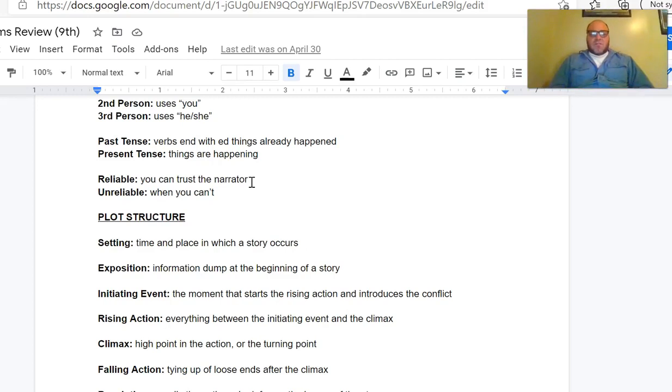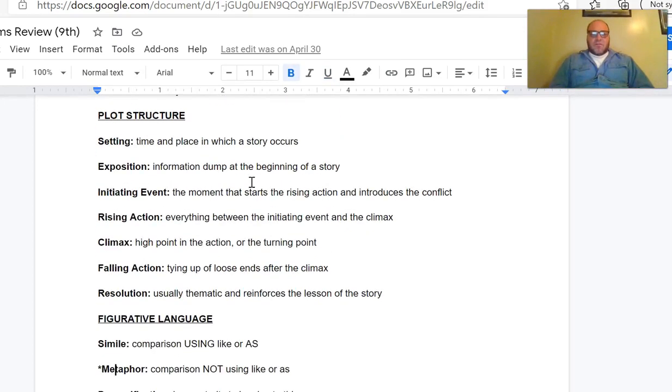Then we can look at the plot structure. You know that the story starts with a setting, the time and place in which it occurs. Generally speaking, we're dealing with the Mediterranean in ancient Greece, right? The exposition is the information dump at the beginning of the story.